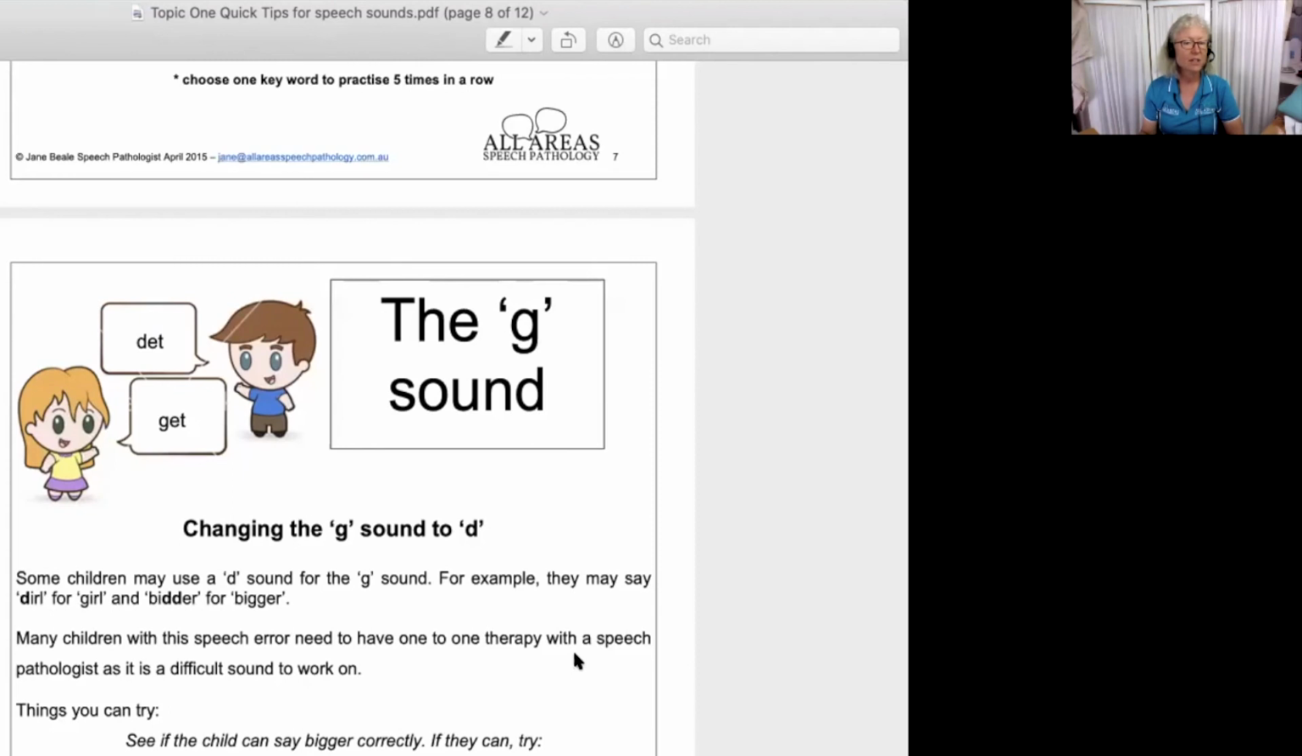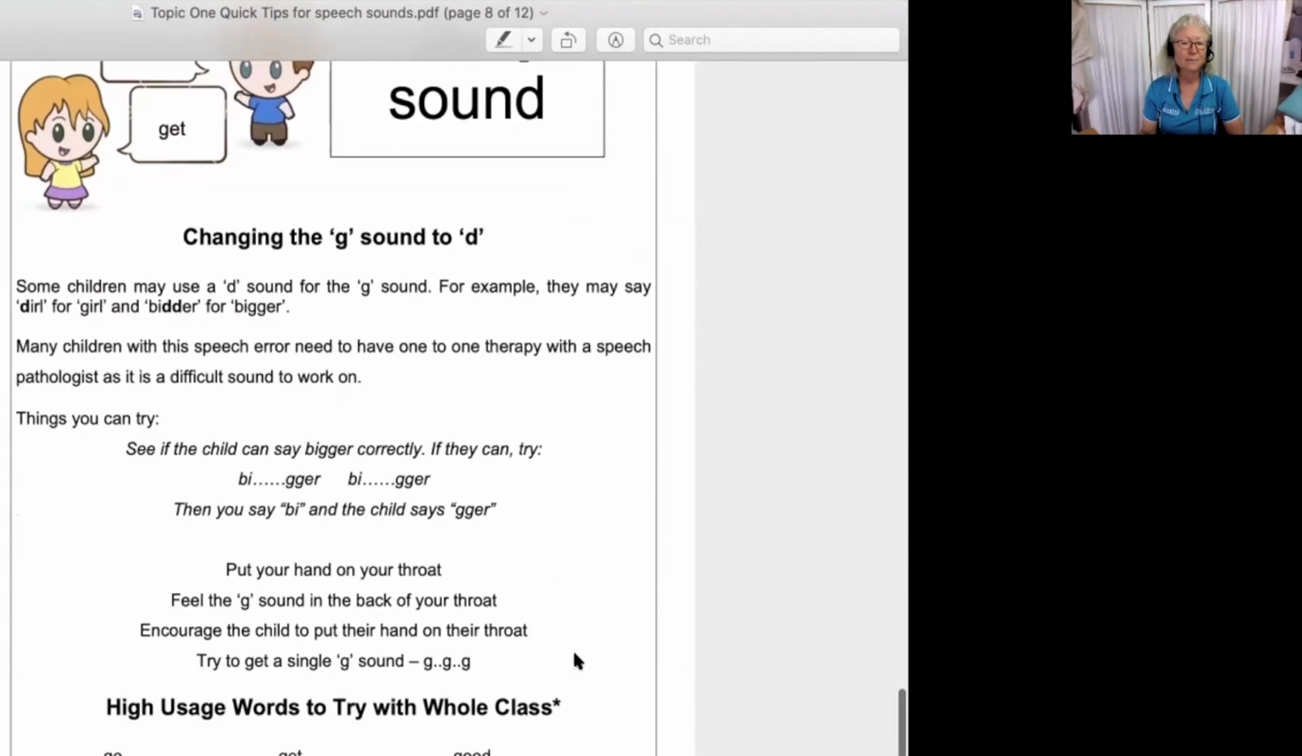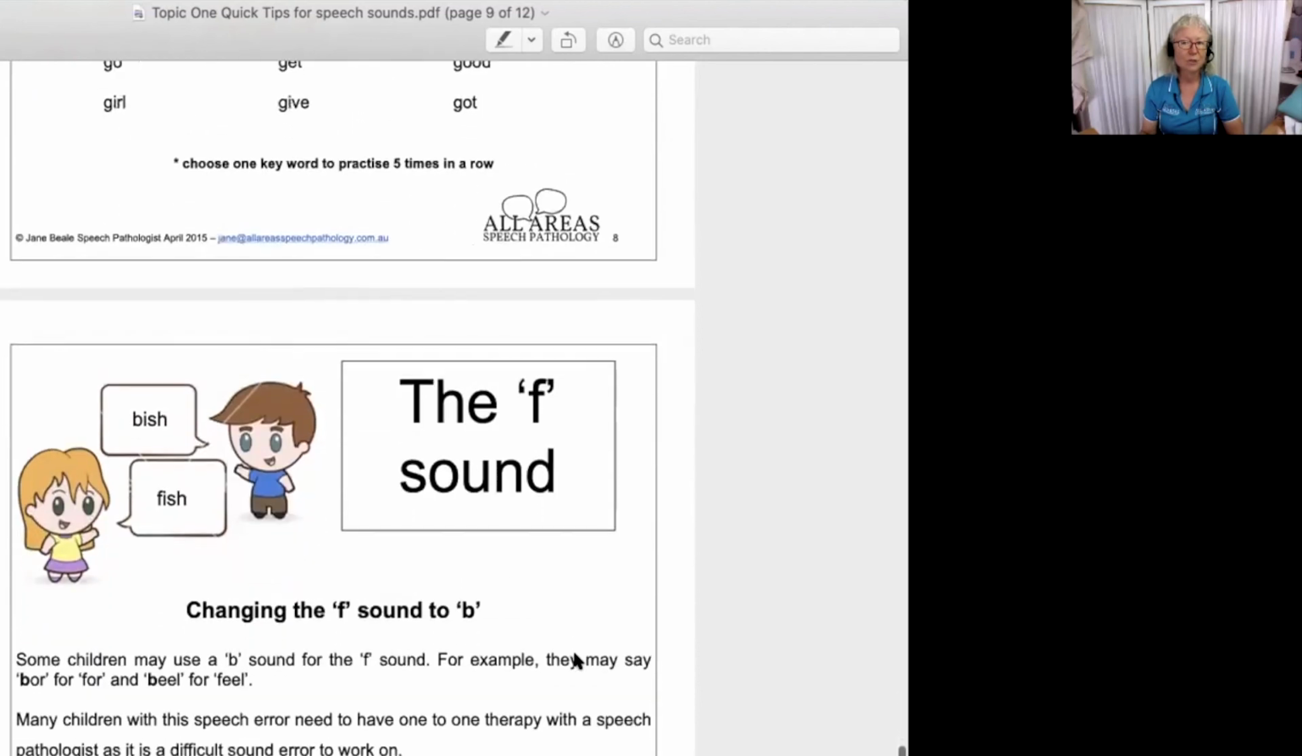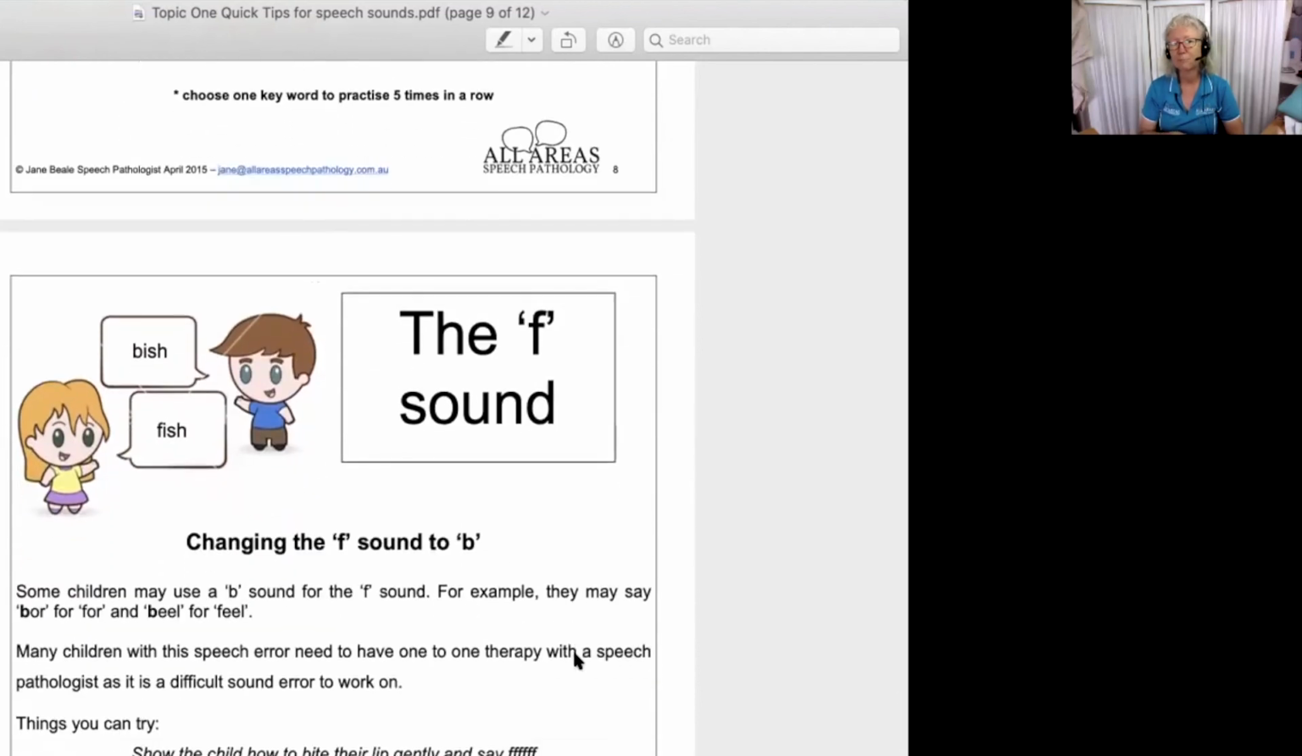Here's g going forwards to d. Now we've got one where the manner changes. Let's look at bish instead of fish. B, front of mouth, f, front of mouth. They've got the placement right.